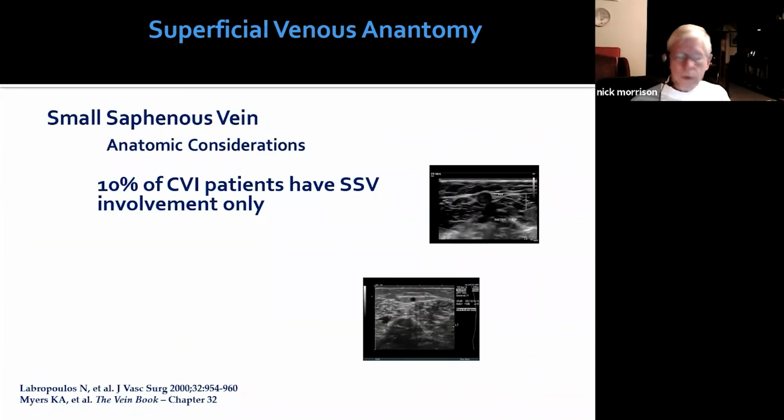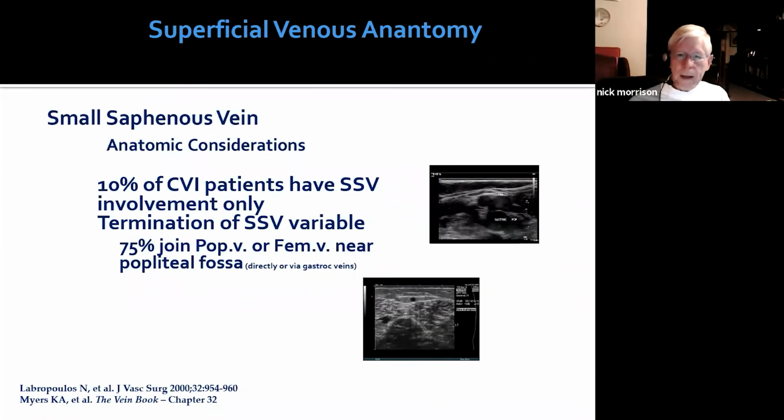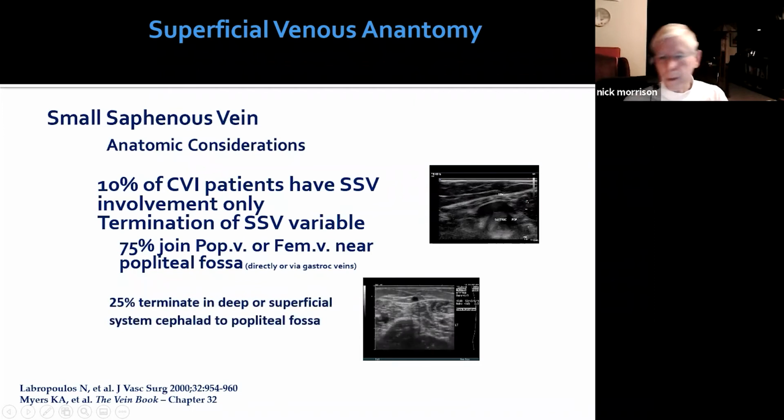10% of CVI patients have small saphenous involvement only. The terminal valve is variable. About 75% of the time, it'll join the popliteal vein or the femoral vein somewhere near the popliteal fossa, but 25% of the time it terminates in the deep or superficial system cephalad to the popliteal, as in this one.